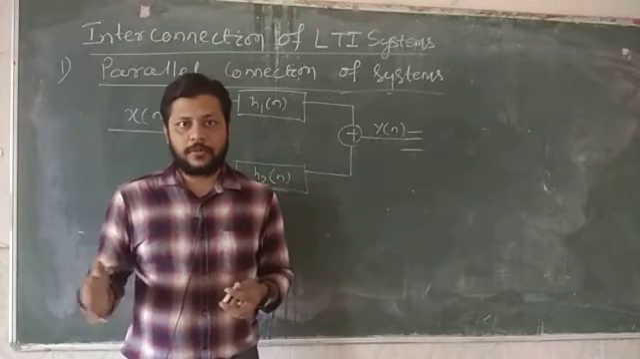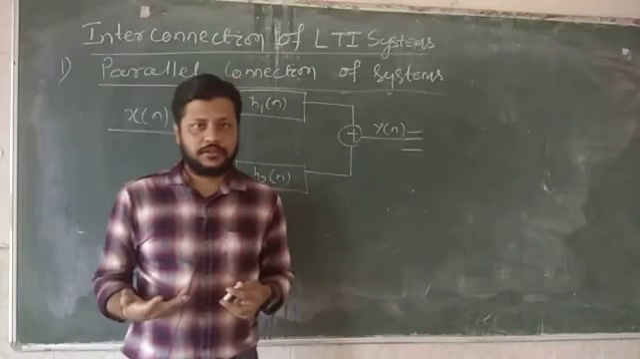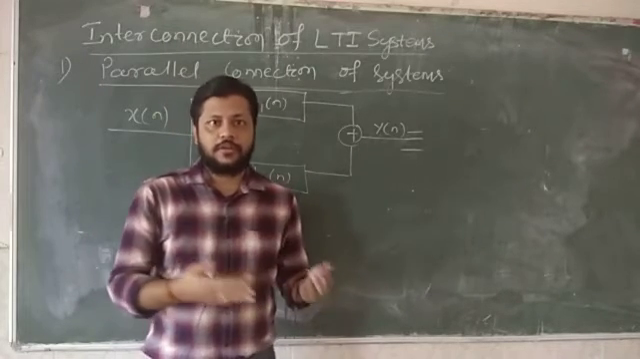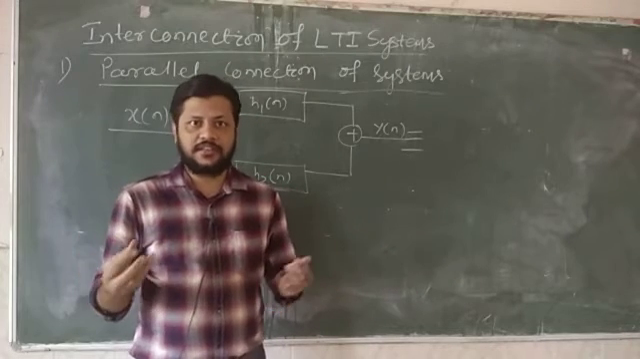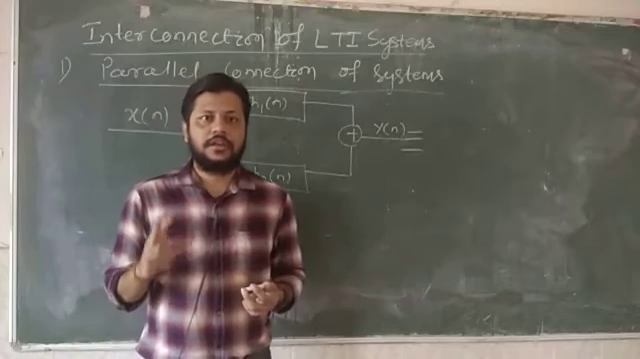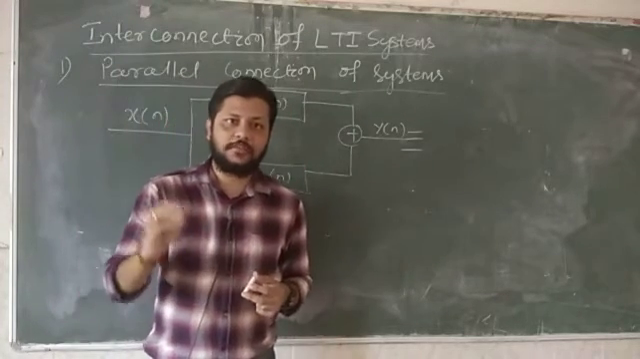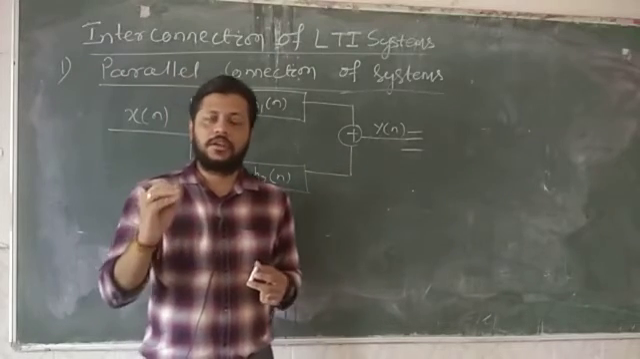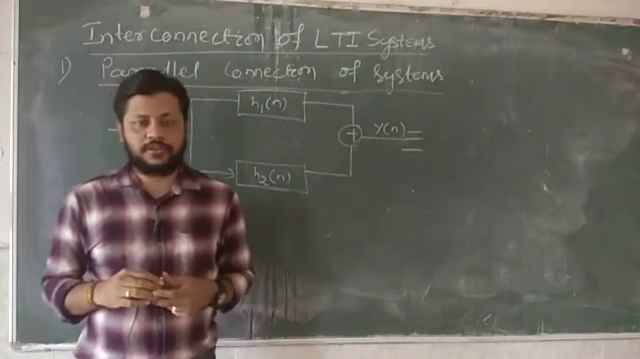So till now you have understood that convolution is a mathematical operation to find the response in the time domain when the excitation, that is the input x[n], and the system response h[n] are given. Convolution is valid only for an LTI system. That means the system must be linear time invariant, and only then can we apply convolution to find the response of the system.